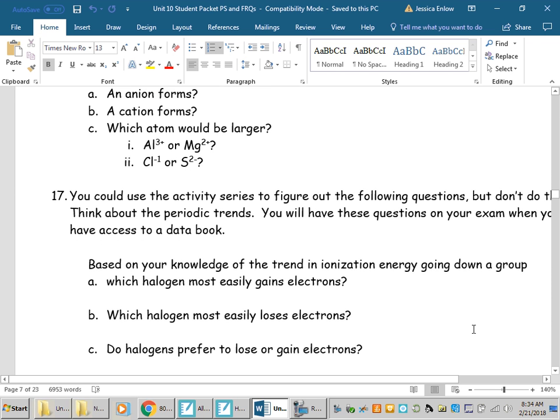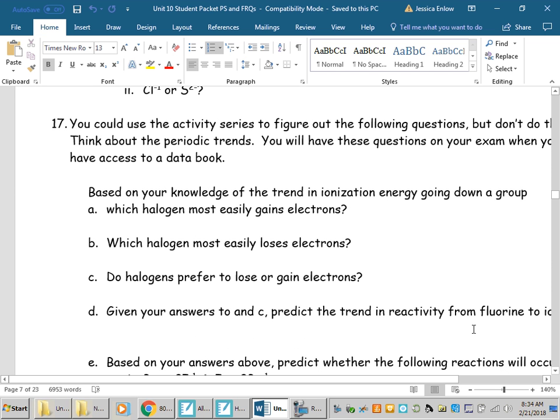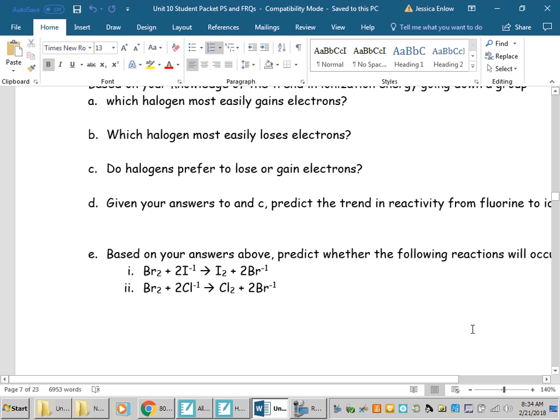And then 17, based on your knowledge, which halogen will most easily gain electrons? A. Why fluorine, Drew? Okay, less shielding. It's got the highest Zeff of all of them, but less shielding is the best way to elaborate. B, which halogen most easily loses electrons? Iodine. Astatine is actually a halogen. It's just not a common one, but I or At would work there. And it's because it has, say again, more shielding, right?